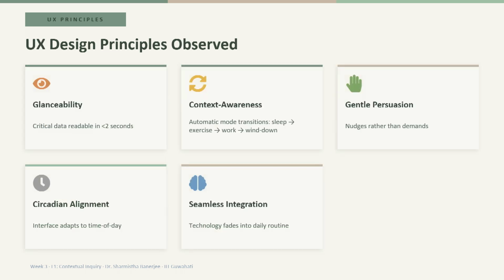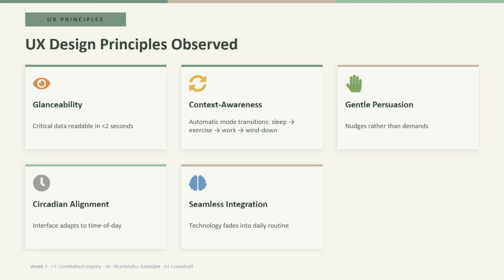When we are doing this, we have observed certain UX design principles. I saw that glanceability is very important. Critical data should be readable in less than 2 seconds. When I am running, I should be able to look at the most critical data. So I need to understand from the user what is the most critical data. For somebody it might be the distance, for someone it might be their speed, and that most critical data should be visible to them in less than 2 seconds and under different kinds of lighting environments.